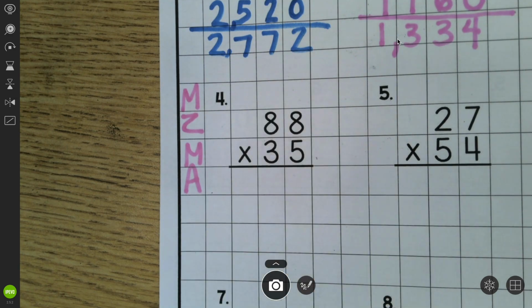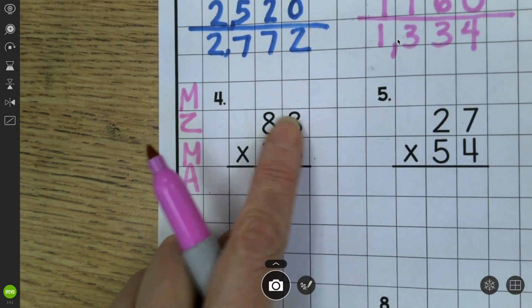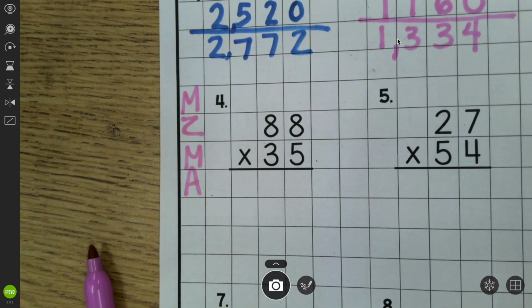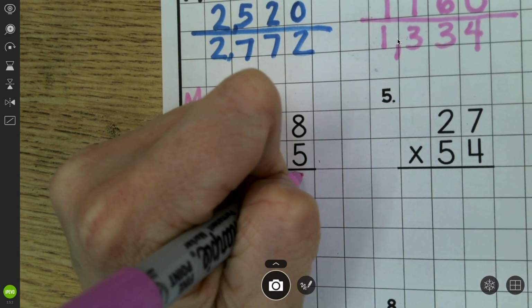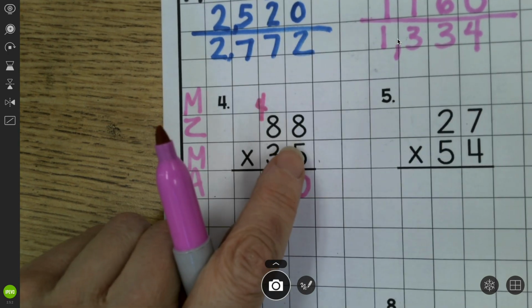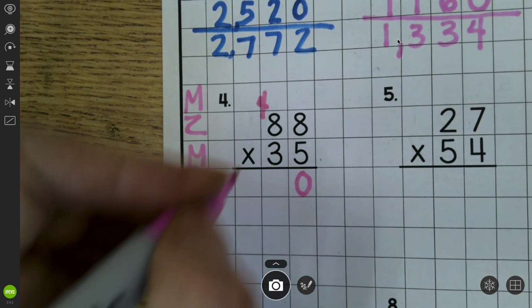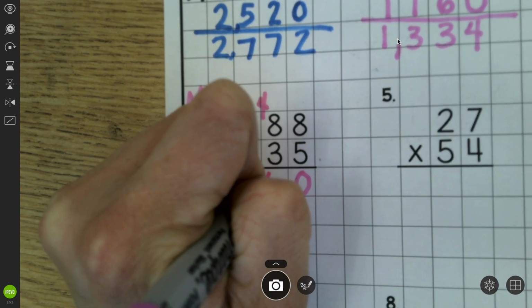All right, did you get it? Let's see. We start here. 5 times 8. 5, 10, 15, 20, 25, 30, 35, 40. The 0 in the ones, the 4 in the tens. Oh, look at this, the same thing. So I know 5 times 8 is 40, right? 40 plus 4 is 44.